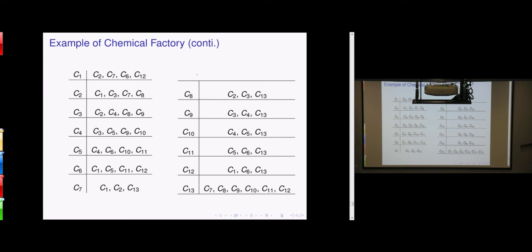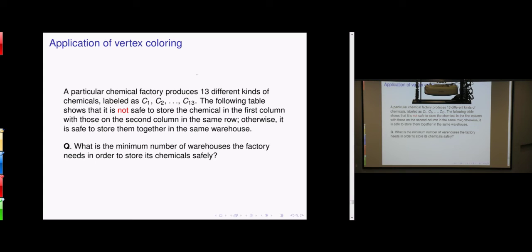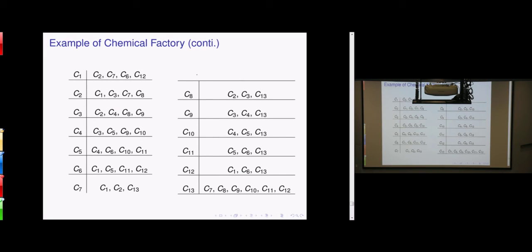Is the question clear? We have 13 chemicals. We want to store them safely. Now we know that there are restrictions, given to us in that table. So the question is, what is the minimum number of warehouses that the factory needs to build? Of course, if you build 13, fine, you store a single chemical in each warehouse, but that's obviously not what we want. So we want to use vertex coloring to help us.